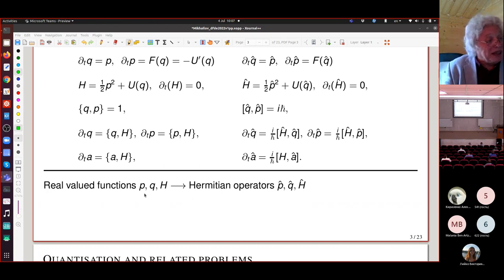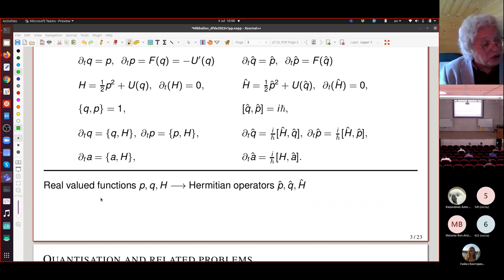What actually happened is we replaced the real-valued functions P, Q, H, and any other thing which we can measure in classical mechanics by Hermitian operators P, Q and H. Solving the problem in classical mechanics is sometimes very difficult, because we need to find P and Q as functions of T. Even if our force is quadratic or cubic, the solution will be expressed in elliptic functions. In quantum mechanics, we need to develop the theory of representation of these Hermitian operators in Hilbert space, and go to quasi-classical approximation, for instance, or find solutions for these operators, which is not as simple as in classical mechanics.